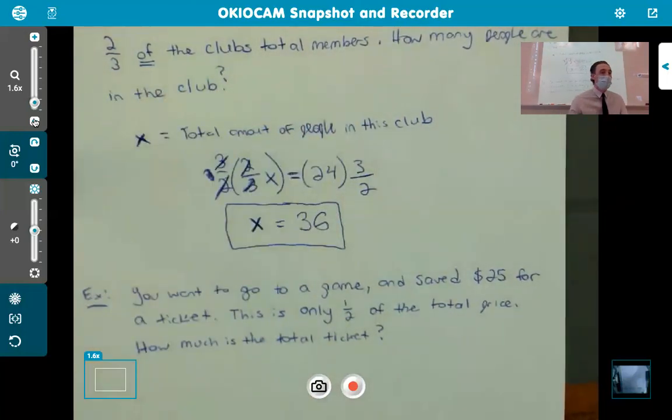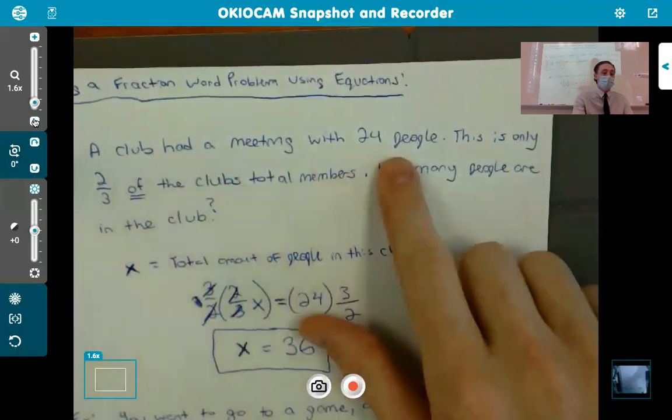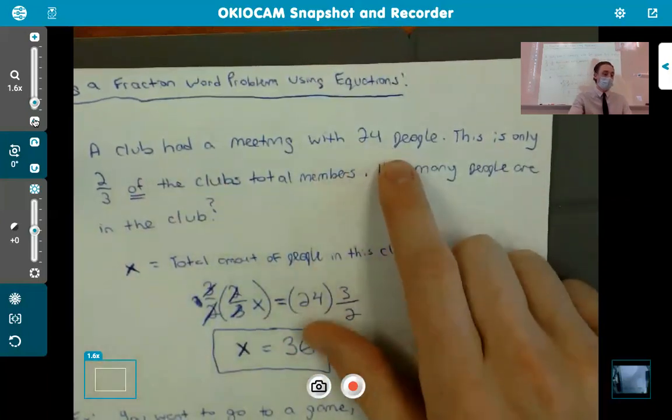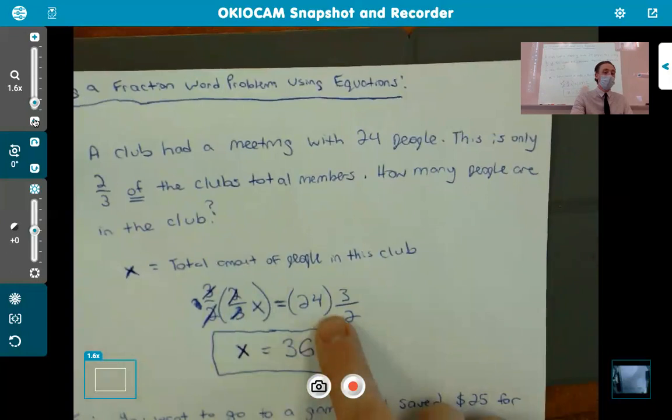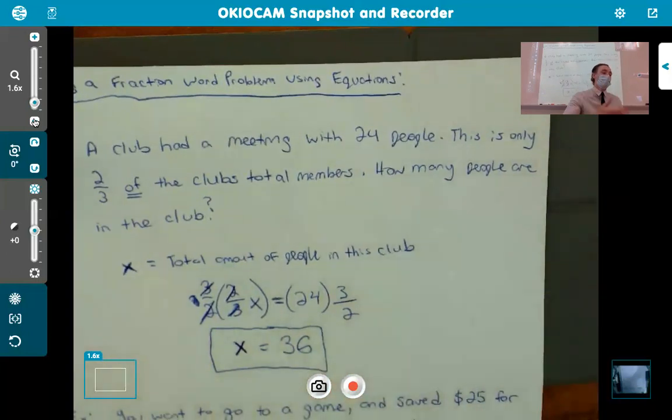But notice that 24 was what they gave us. They said 24 people were there, so I just set that equal to whatever value they give you. And we're going to see in the next example, it's very similar. Whatever value they give you, that's not the fractions, that's what you're going to set it equal to.